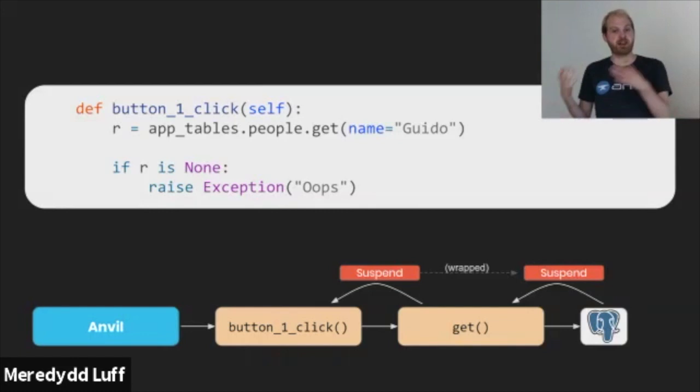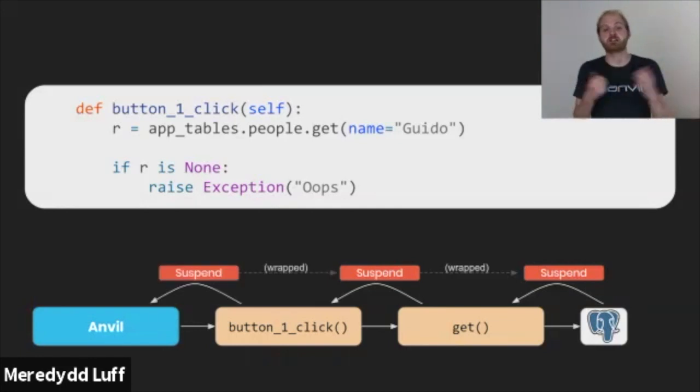It realizes I've been given a suspension, it saves its local variables, it saves its temporaries, it saves where it is in the function, and it returns the suspension to the Anvil runtime, which then sits on it. And inside it is a JavaScript promise object. And a few milliseconds later, the database is going to get back to us.